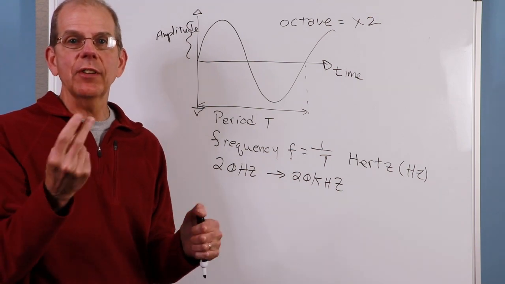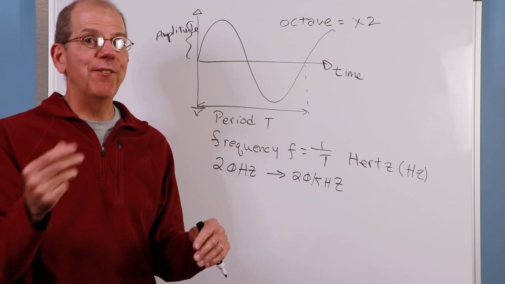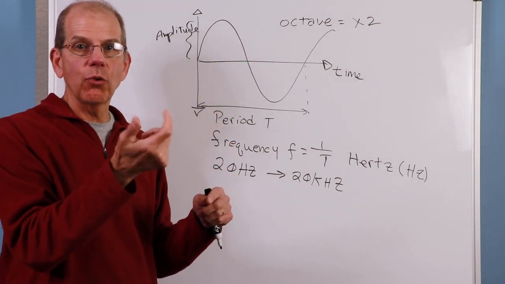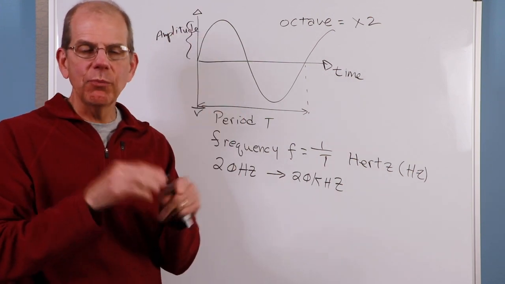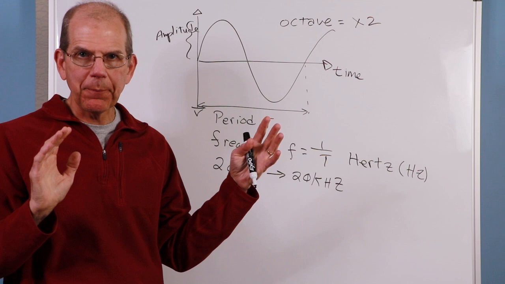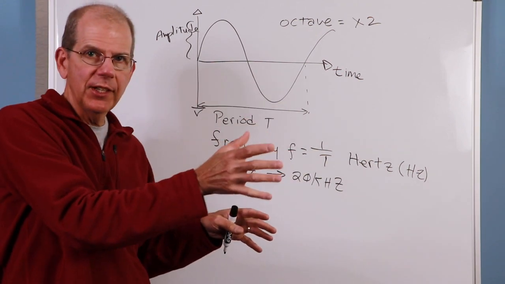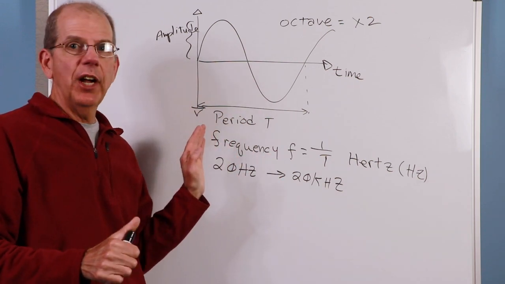Because obviously 2 hertz out of 40 is a much bigger change than 2 hertz out of 15,000. And that's what our ears are sensitive to, those ratios. We're sensitive to ratios in amplitude, and we're sensitive to ratios in frequency.